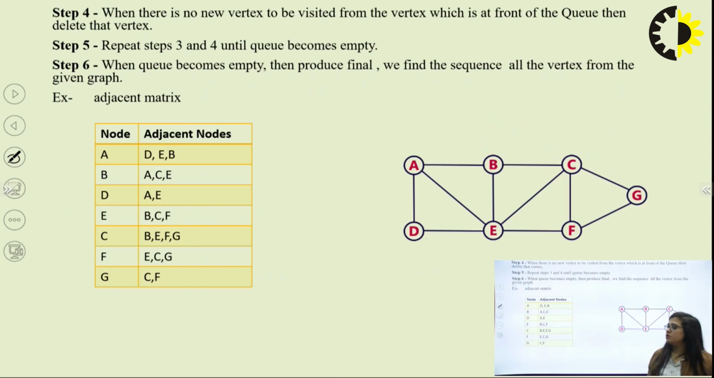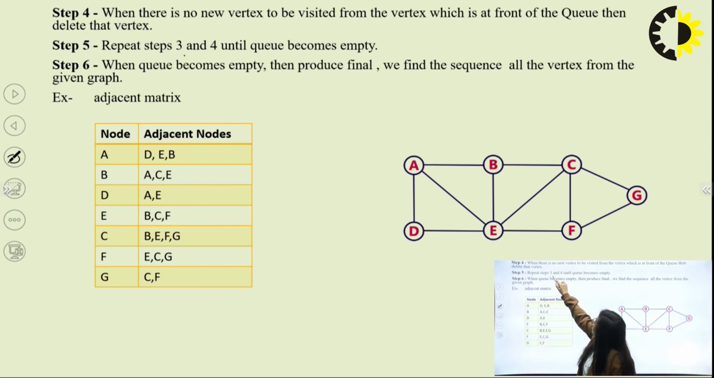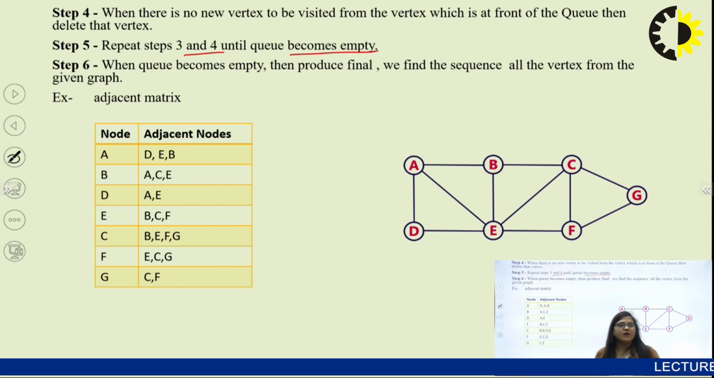So the fourth point, step 4: when there is no new vertex to be visited from the vertex at the front of the queue, delete that vertex from the queue. The fifth point is to repeat steps 3 to 4 until the queue becomes empty. Print one by one, and when the queue becomes empty, we get the final sequence of all vertices from the given graph.